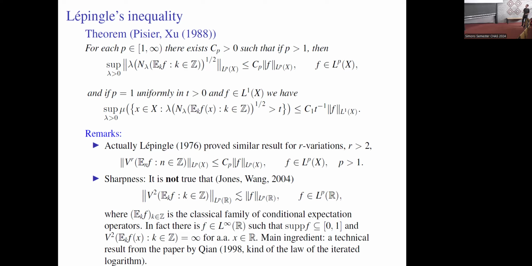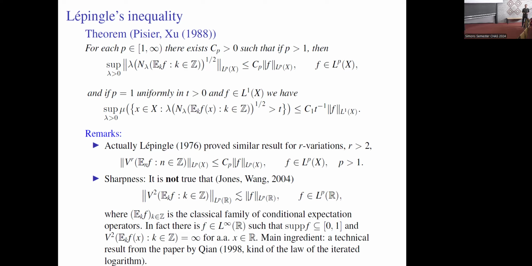These results are sharp in the sense that it's not possible to prove two variations for these averages. This is quite a complicated counterexample, which was constructed by Jones and Wang in 2004. It is based on a technical result by Qian from 98, which is a kind of iterated law of the iterated logarithm. At the end, it's possible to find a function which is uniformly bounded and supported in the unit interval, such that two variations are infinite for almost all points.